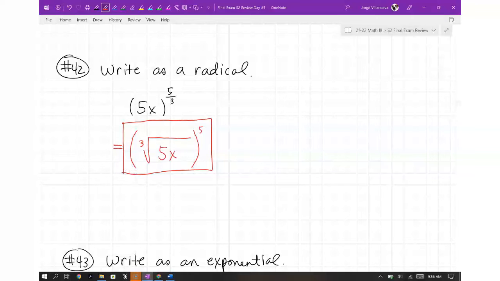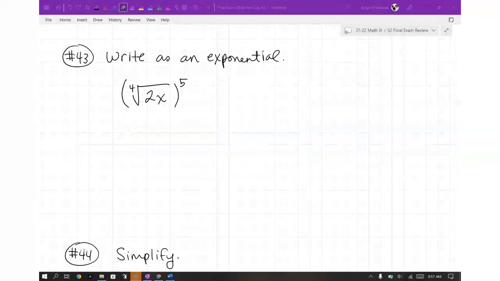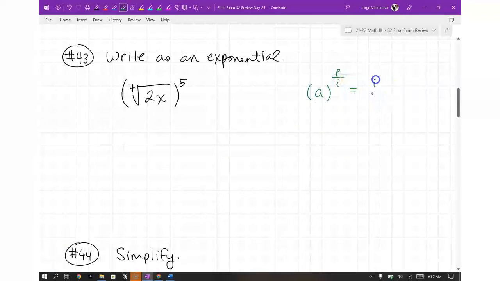Okay? How would you know? All right, so like we said before, that normally you're supposed to have a to the p over I equal to, this would be I root of a to the power of p. So notice for our problem, the letter p is a 5, okay? And then the 4 is my I, and the a is the 2x. So all I'm going to do is work backwards. I'm just going to write 2x, and then my power is a 5, my index is a 4, and that's it. That's all you got to do.